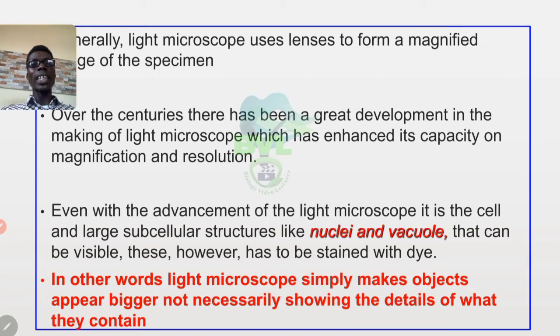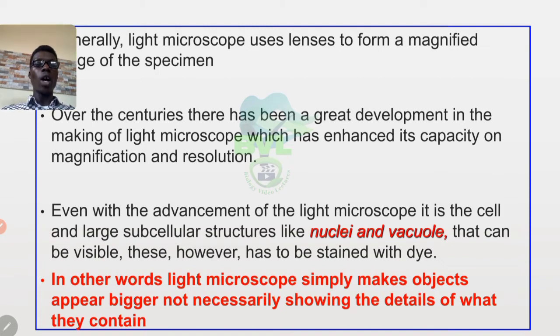All right, now as I say, even with the advancement of the light microscope, it is the large and subcellular structures like the nucleus and vacuole that can be visible. This, however, has to be stained. Even for us to see the plant cell, we have to stain it with iodine. For us to see the animal cell, you have to stain it with methylene blue. So that is the limitation, and yet you are only able to see the nucleus and a few structures. We are going to see that when we get to the second part of this microscopy.